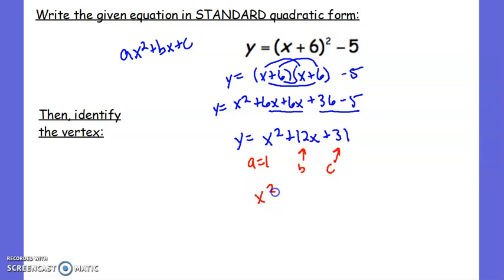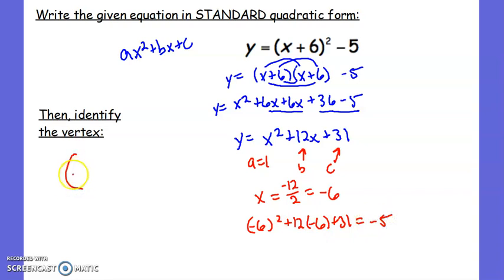And x will be equal to negative b over 2a, or basically negative 6. And if we plug that back into our equation, negative 6 squared plus 12 times negative 6 plus 31. You can type that in your calculator if you'd like, but basically that's 36 minus 72 is negative 36, plus 31 will be negative 5. We just found out that our vertex then is going to be (negative 6, negative 5).